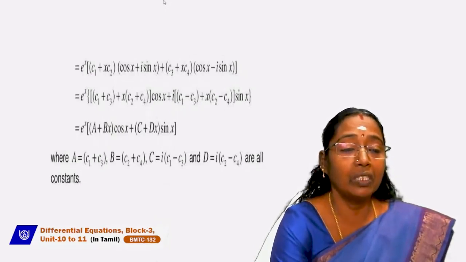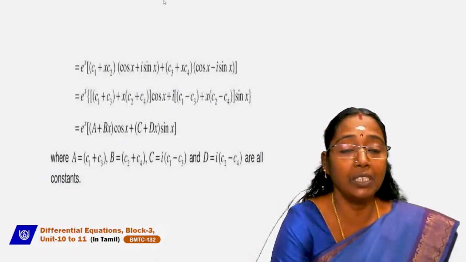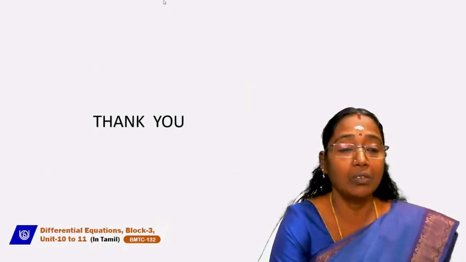So you have to substitute, and bring the value in the form e^x into (a plus bx) cos x plus (c plus dx) sin x. So all those values, namely capital A, B, C, D, are all constant values.